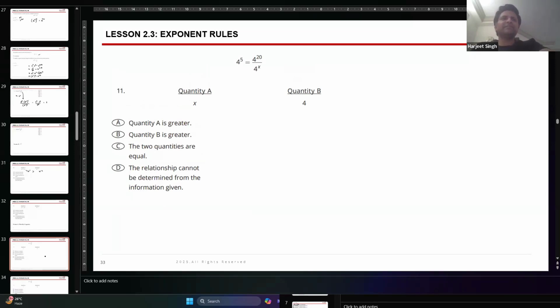20-second question. A is higher. X is what, 5? X is 15. Absolutely. Hence, I said it's a less than 20-second question. So 4 to the power 5 equals 4 to the power 20 minus x. You can compare these two now. So x becomes 15.